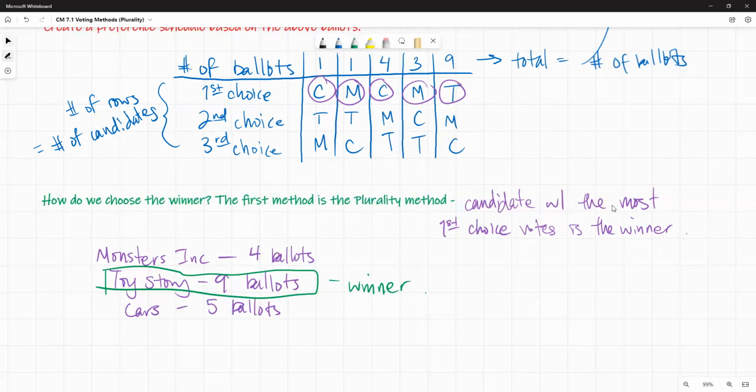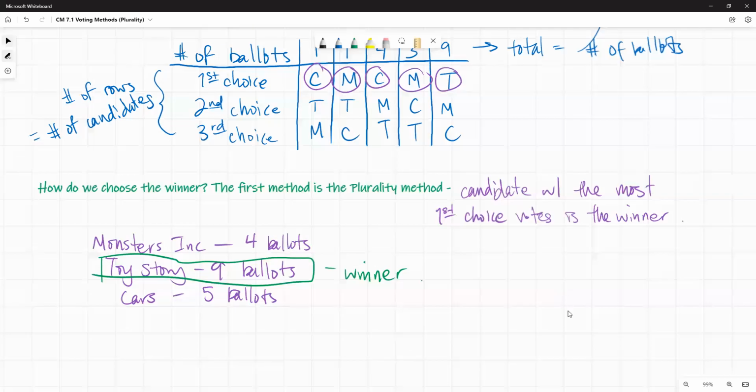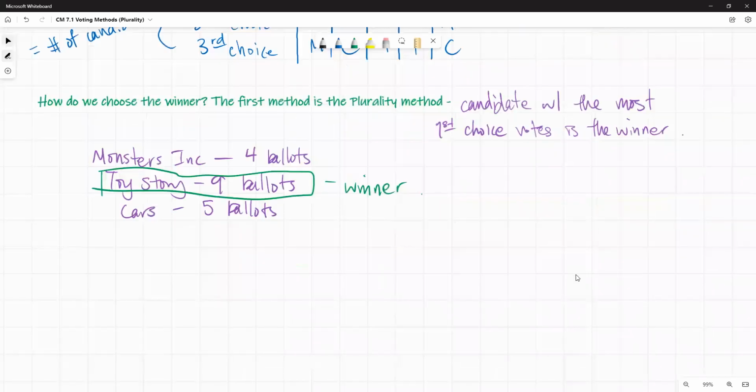The hardest part of pretty much any of the voting methods we're going to look at is making the preference schedule. Sometimes I'll give you the preference schedule, but for a lot of our first starting examples, I'm going to have you make it just so you get practice with where it comes from and how to use it, right? So from this method, Toy Story would be the winner.